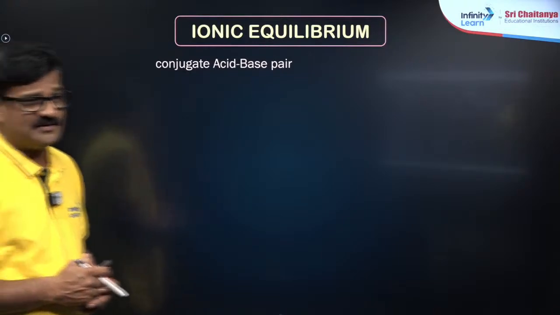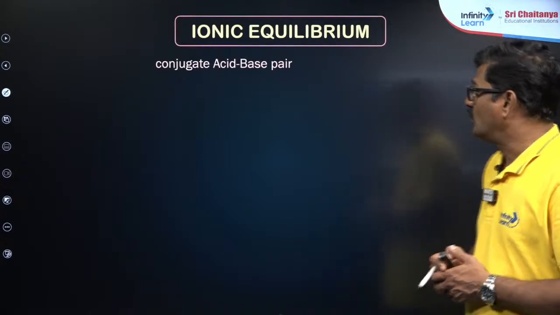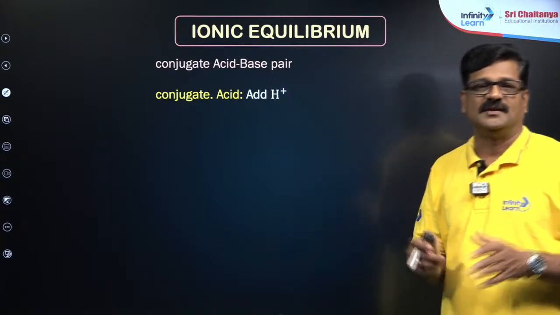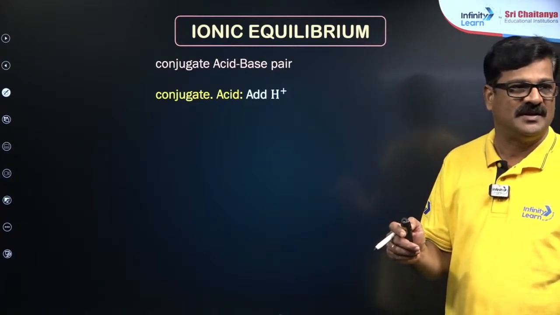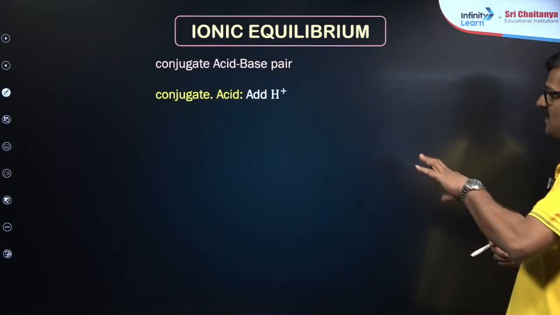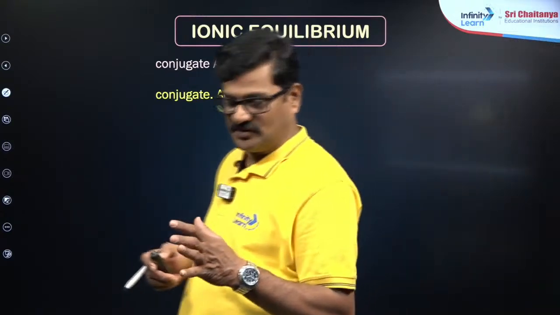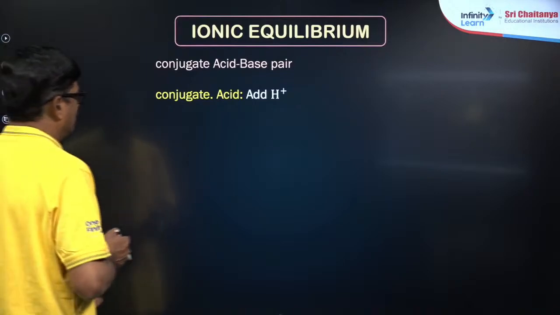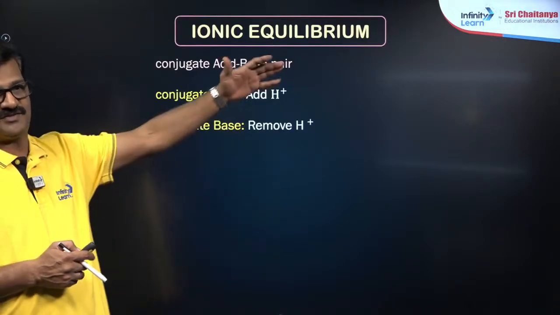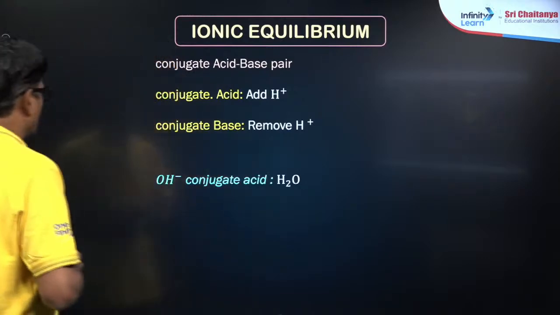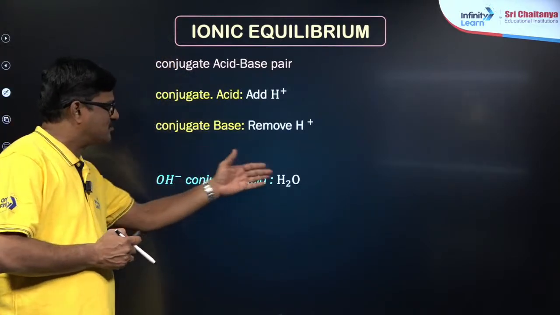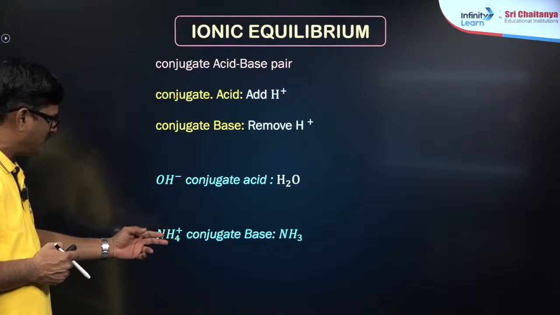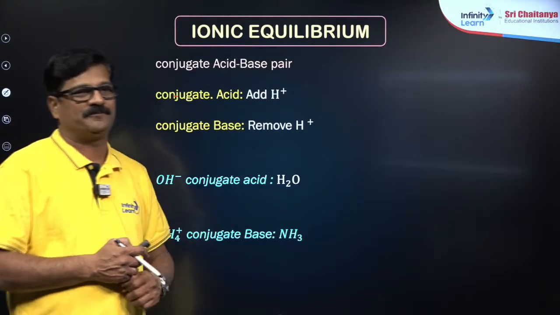Conjugate acid-base pair, that is a more important thing. The species which differ by one H plus are called a conjugate acid-base pair. Conjugate acid: you add H plus to a species and you get its conjugate acid. Similarly, for conjugate base, you remove H plus. The conjugate acid of OH minus is H2O, you just apply the same. And for NH4 plus the conjugate base is NH3.